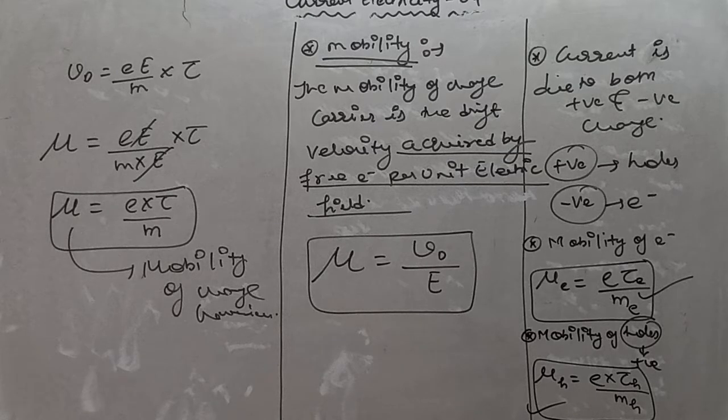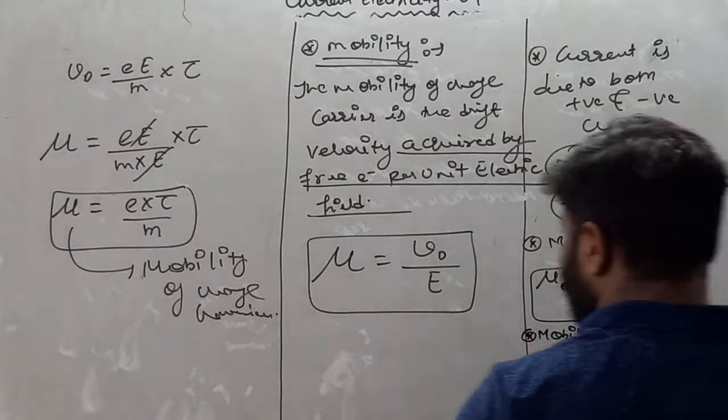Remember this thing: the charge on holes, which is positive, and the charge on electrons, which is negative, is the same in magnitude, but relaxation time and mass are different. So this is all about mobility. Mobility is nothing but drift velocity per unit electric field.